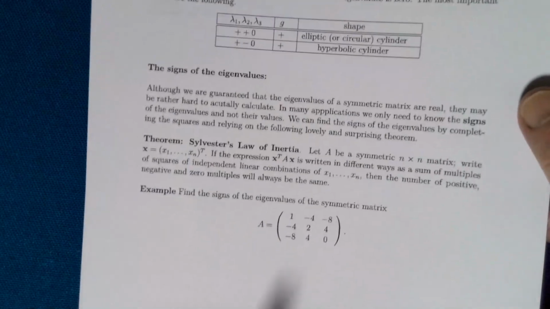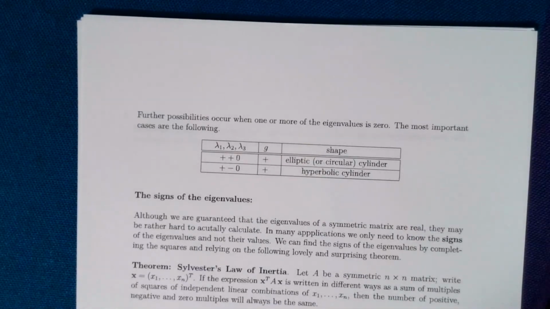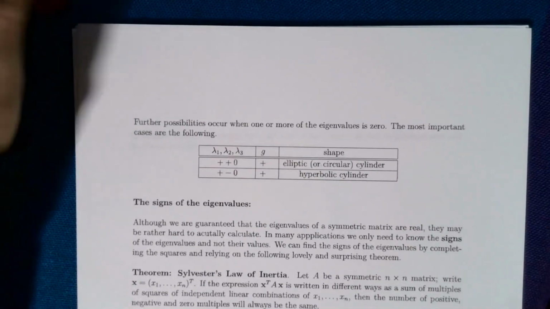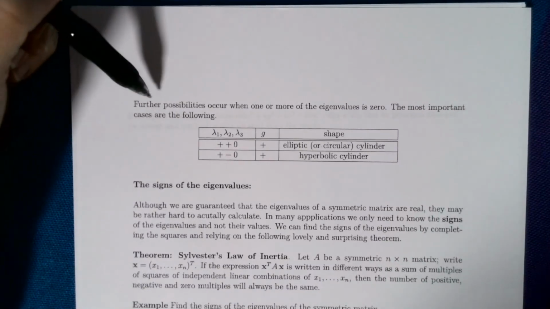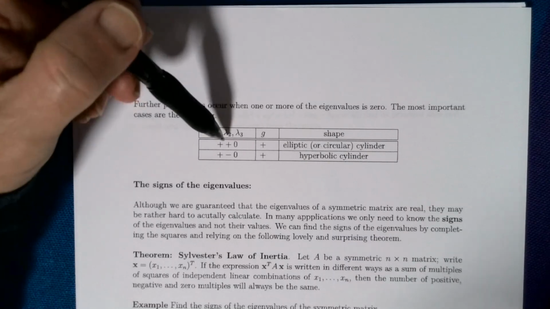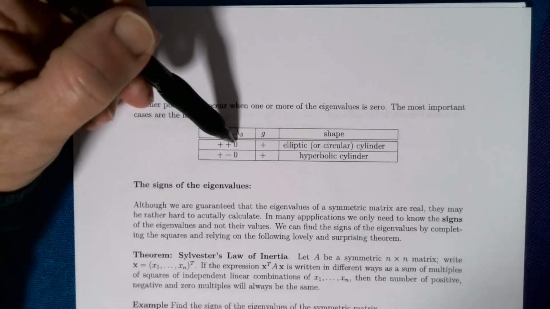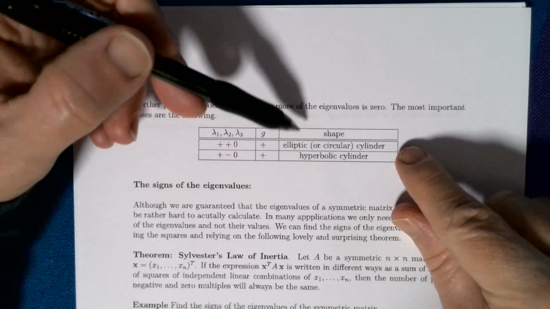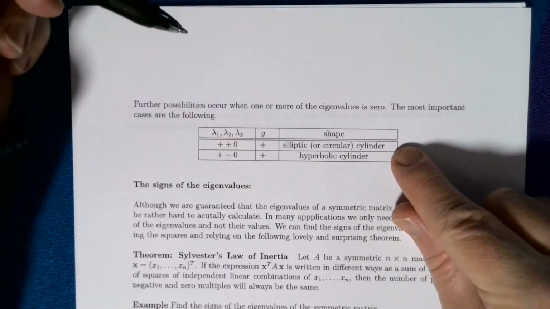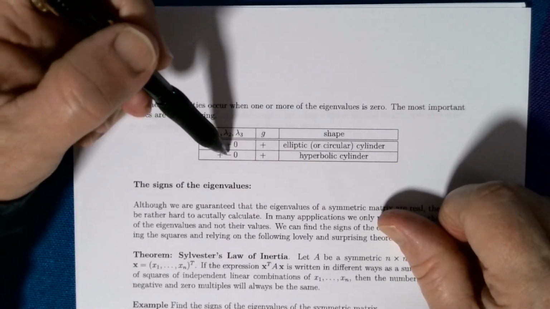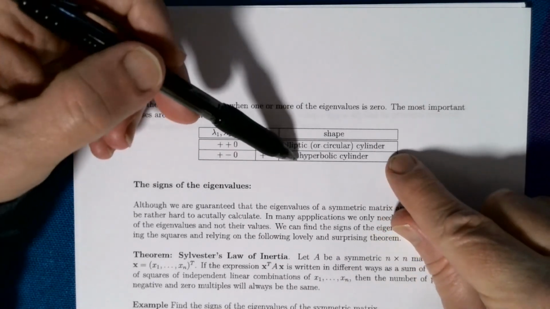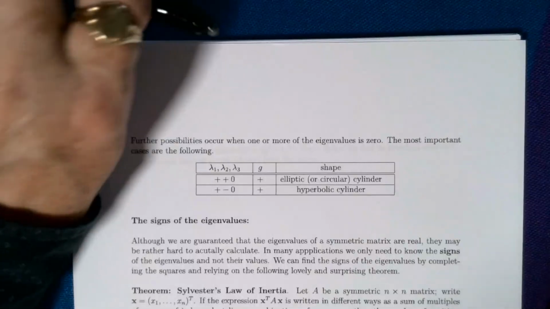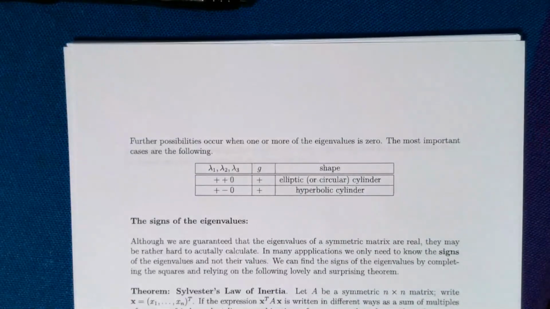There are other possibilities that occur when one or more of the eigenvalues is 0, as we've just seen in the previous example. The most important are when, for example, you've got 2 of these positive and the third one 0, as we just saw, you get an elliptic or possibly circular cylinder. If 1 is positive, 1 is negative, and you get 0, and G is positive in these cases, you get a hyperbolic cylinder. So these are the different situations that can occur in the case of three-dimensional conics.